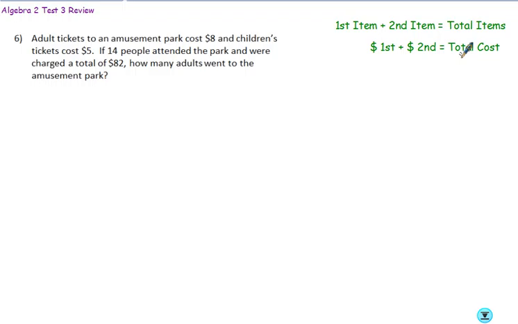So let's look for our two items in this problem. It says adult tickets. I'm thinking that's my first item, adult tickets. Cost 8. And children's tickets. Oh, there's my second item. Children's tickets cost 5. So there's a total of 14 people that went, and we spent a total of $82. So those are really the pieces of information that I need to know.